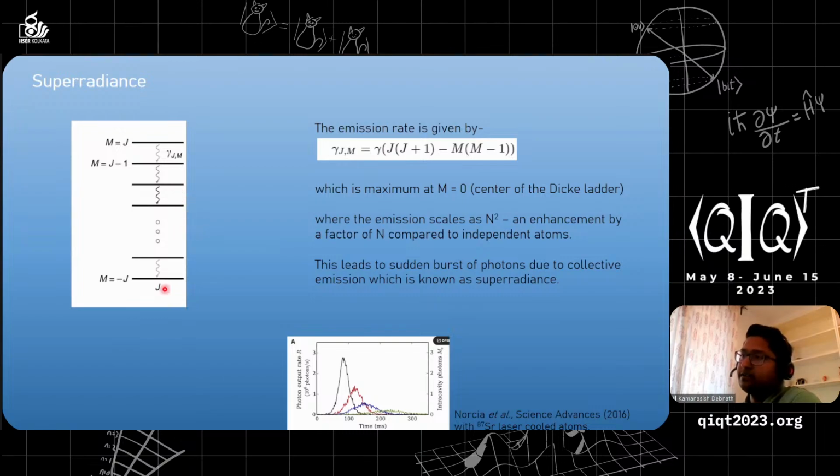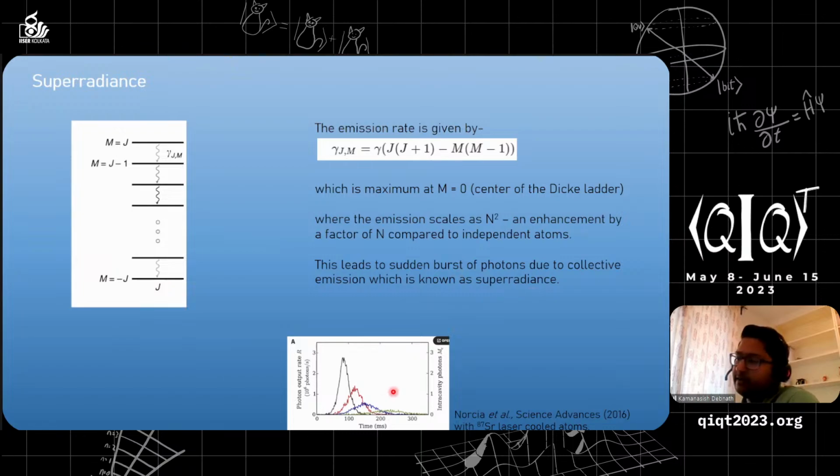And why do I say equator? Because in the Bloch sphere, you will represent the ground state as the south pole and all the atoms excited as the north pole, or whichever convention. If you prepare all the atoms in the excited state and let them decay, they will start decaying, and the moment they come around this equator, they will decay way faster, at a rate which is maximum. So this scales as n square, and this leads to a sudden burst of photons due to collective emission, which is known as superradiance.